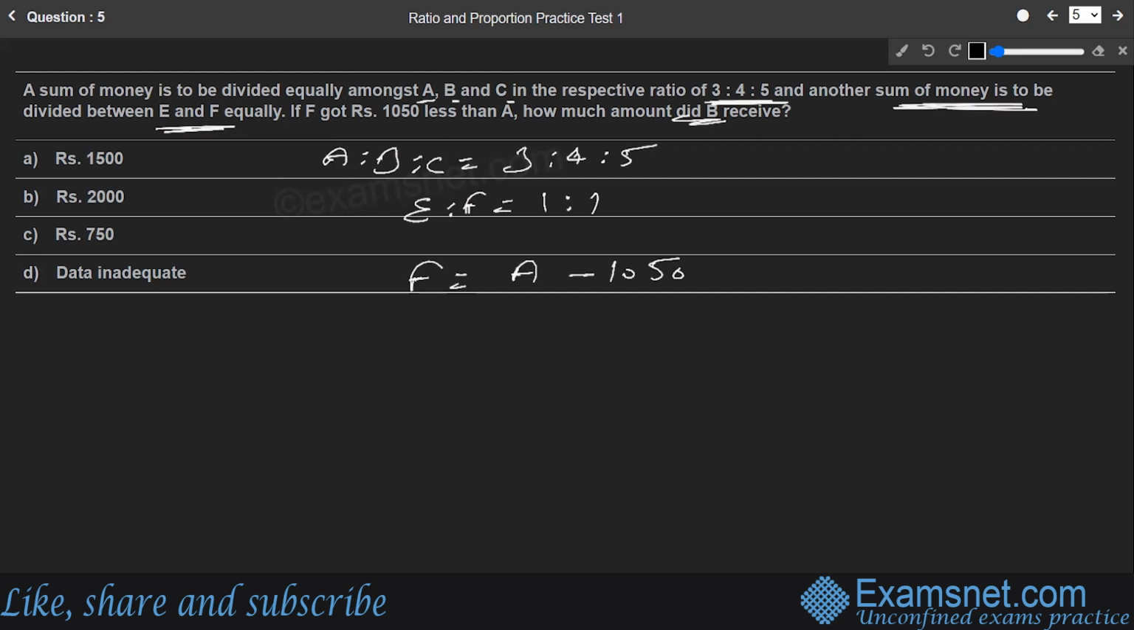Okay. So we are supposed to know the A value, then only we can find out the F value. But the problem in the question is that A's value is not given. A's value can be calculated only if the total sum of money in the first part of the question is given. Then only we can find out the A value and distribute that sum of money between 3 is to 4 is to 5. But that sum of money is not mentioned. If we cannot find A, we cannot find F, and then we cannot compare A and F to give the answer for B. So the actual answer to this question is data inadequate, because the sum of the money is not given.